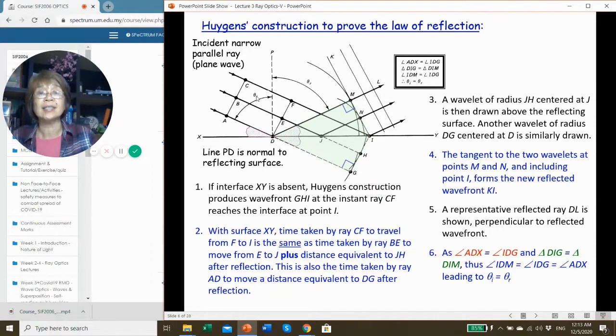So we have the incident angle equal to the reflected angle. That is the law of reflection. And of course, when we drew all these rays, it's all in the same plane. So the incident ray and the reflected ray and the normal, they are all in the plane of incidence.